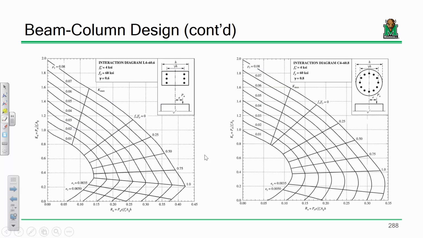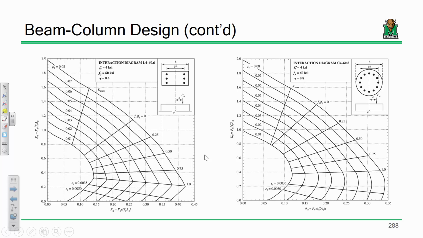So these are very typical beam column interaction charts. We've got them for rectangular elements, for circular elements, and what have you. I'm going to teach you how to interpret these. They're really not that bad once you take some time and digest them a bit. So first off, on the top, the handout says interaction diagram L4-60.7, and on the back, L4-60.8. Does everybody see that?